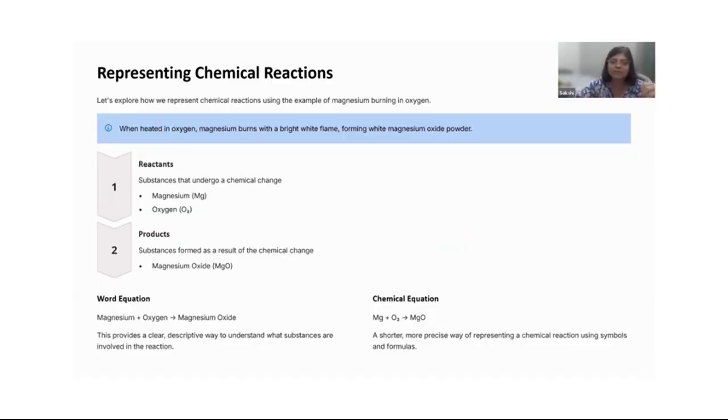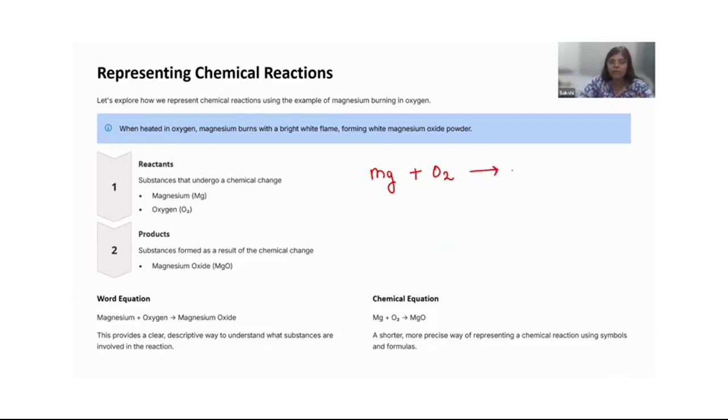How are we going to represent the chemical reactions? Let us understand. Firstly, in any reaction, we have reactants and we have products. Reactants are substances that are undergoing a chemical change, right? For example, we are heating magnesium in the presence of oxygen. Magnesium is represented by Mg, and we have oxygen. So these are our reactants, the substances that are undergoing the chemical change.